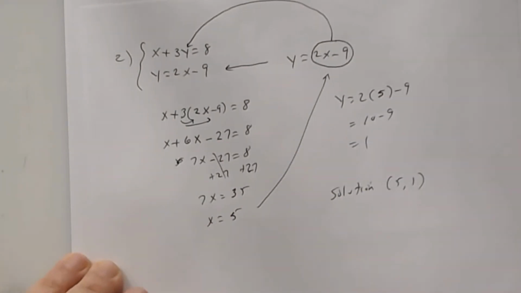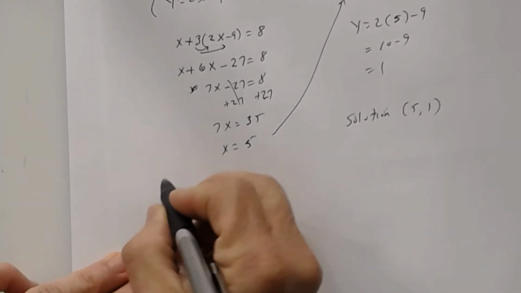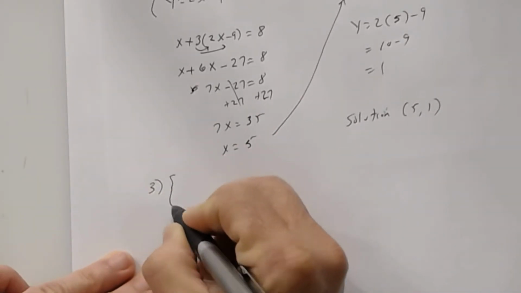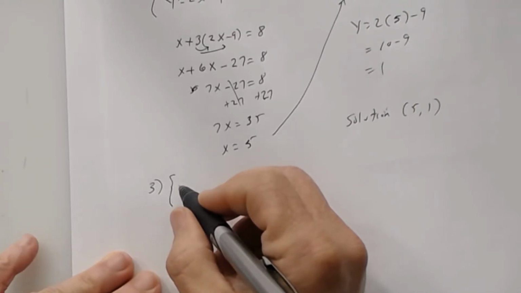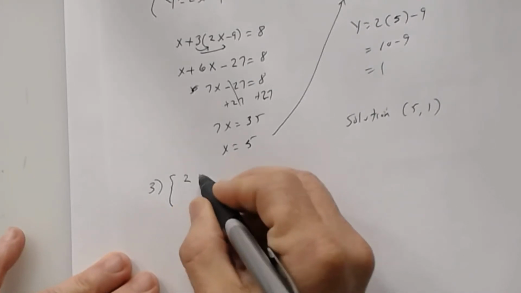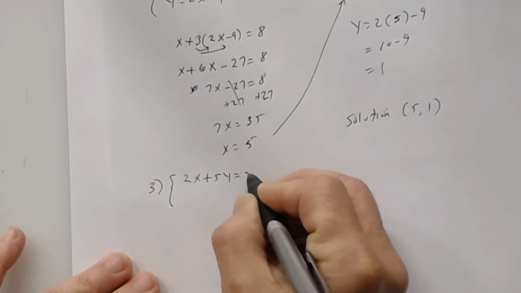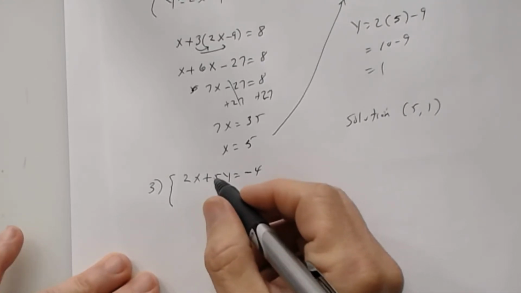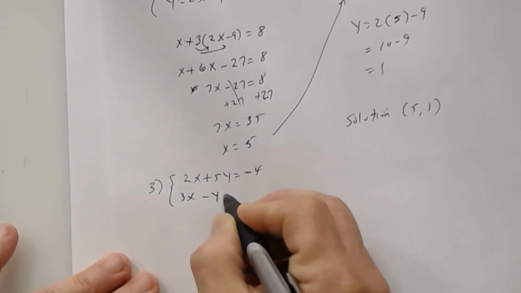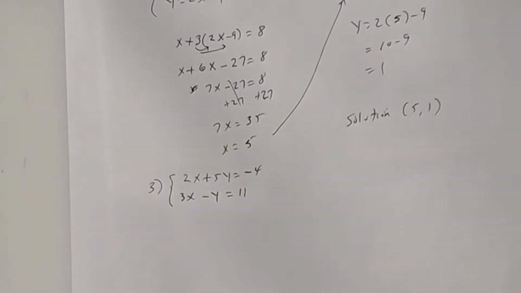All right, let's look at number 3. Okay, here's the system. You have 2x plus 5y equals negative 4, and 3x minus y equals 11. All right, so that's where I'm at. Again, make sure you read the directions. Always read the directions. In this particular case, it says solve by substitution. So you got to use substitution.